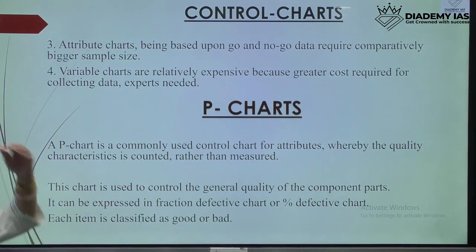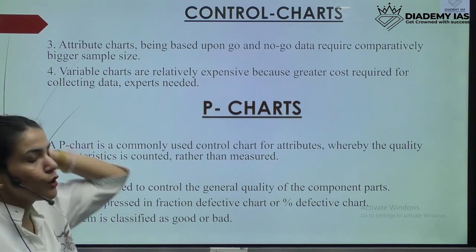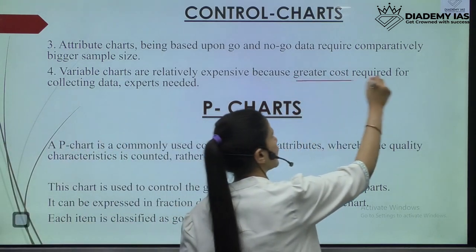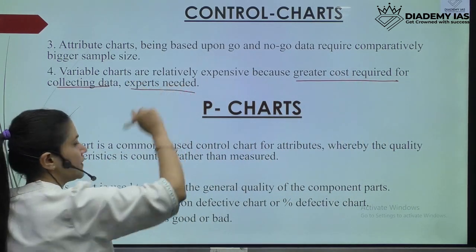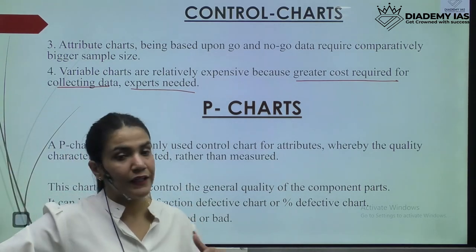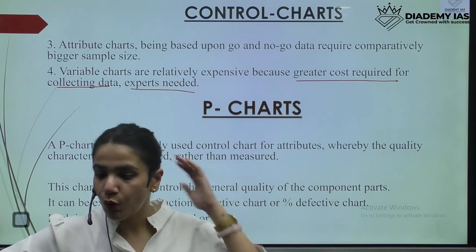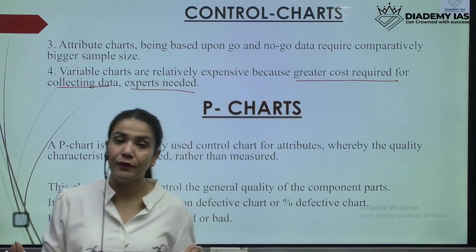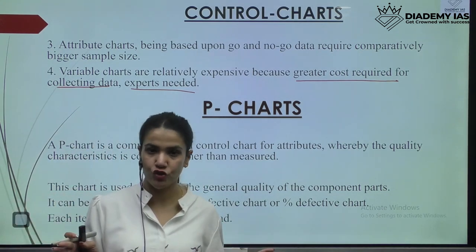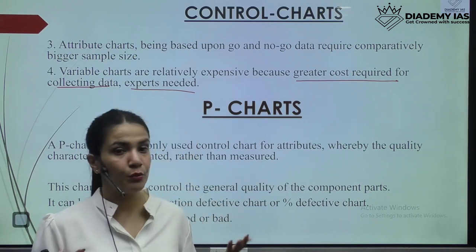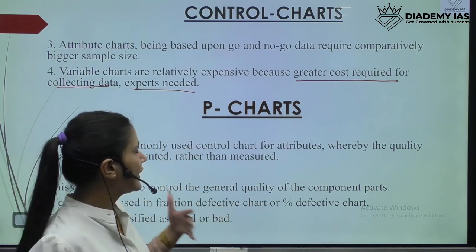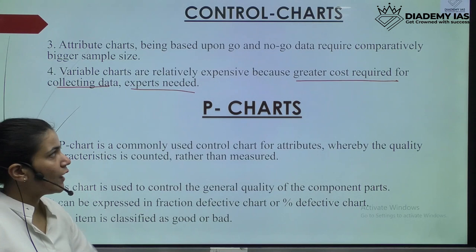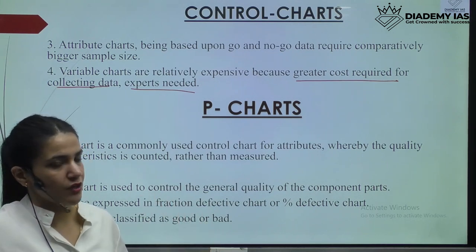Variable charts are relatively expensive. Why? Because, of course, there are a lot of details, a lot of dimensions, a lot of extra information. So they have greater cost required for collecting data, and experts are definitely needed, because for calculating and finding out all the dimension details, they need a very strong team of experts and people who are well versed with the dynamics of production and the other details. So they need to put in a lot of extra money, resources, cash flows, and a lot of manpower also for finding out the variable, using the variable charts.